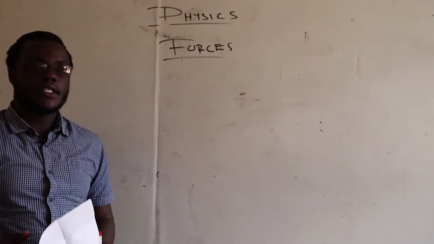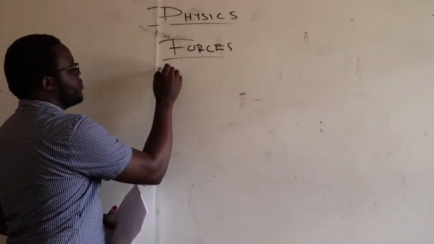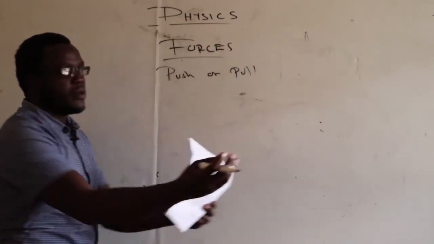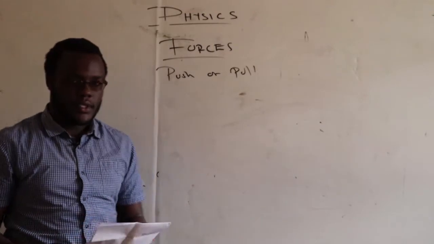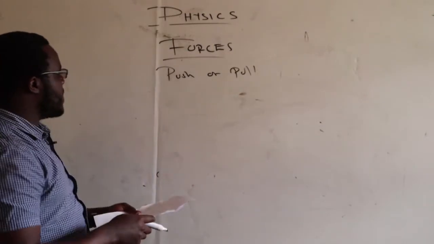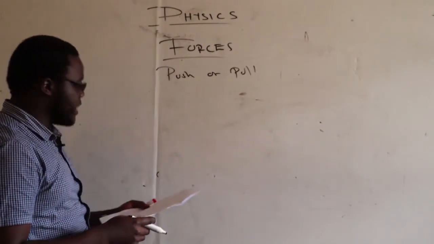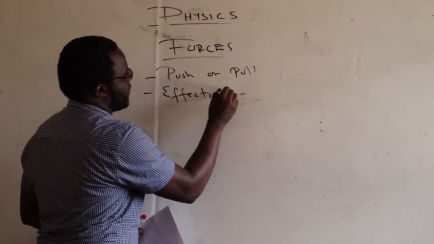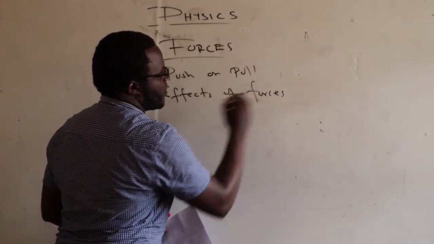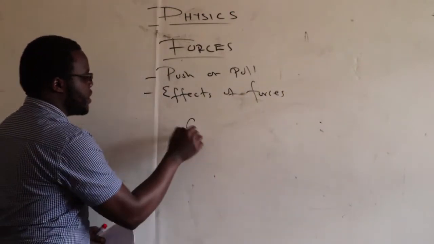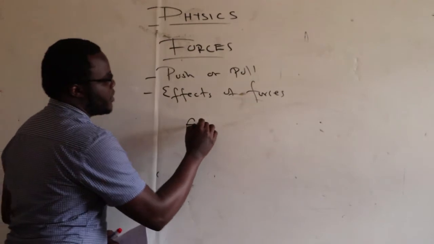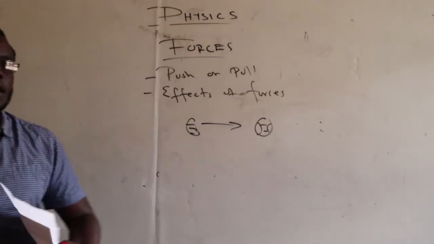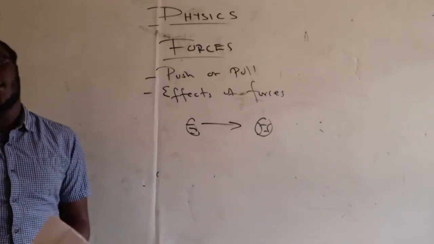Now, do you know what a force is? A force is defined as a push or a pull. When you pull or push something, you are applying force to that body. Under this, we need to look at the effects of forces. When you have a stationary ball and you kick it, what happens to the ball? The ball moves straight. That is an effect: the ball was stationary, and now it has started moving. Force can cause motion.